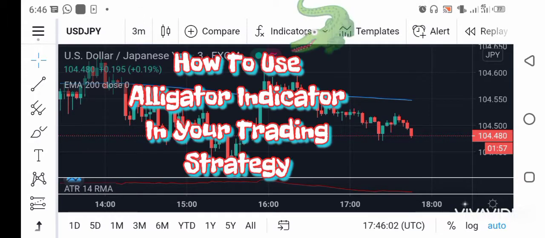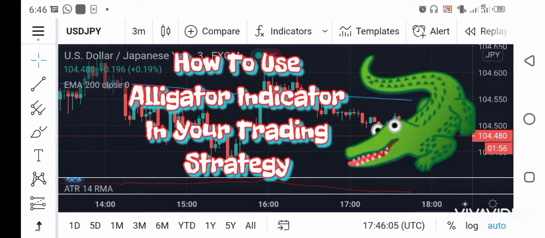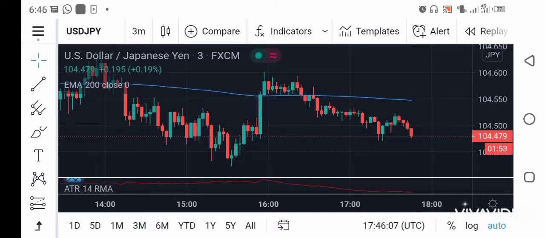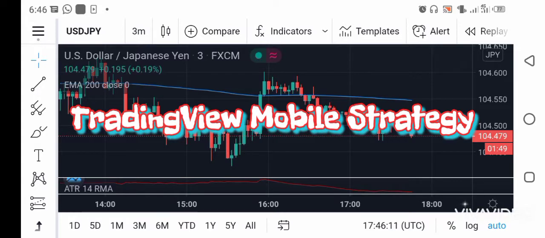In today's video I will be showing you guys how to use the alligator indicator in your trading strategy. And I hope you guys enjoy this video. Let's get started. Guys, as you can see, I'm using my TradingView mobile app.